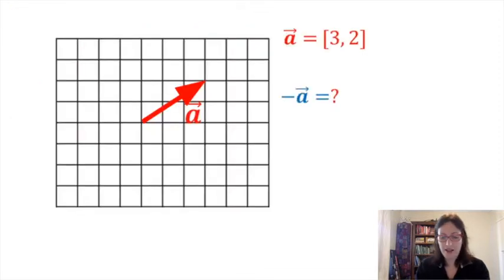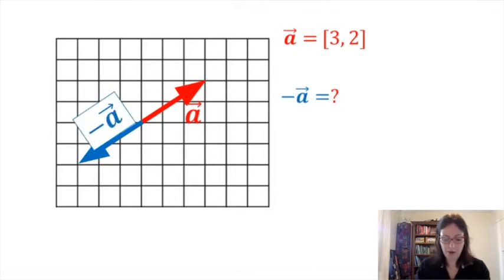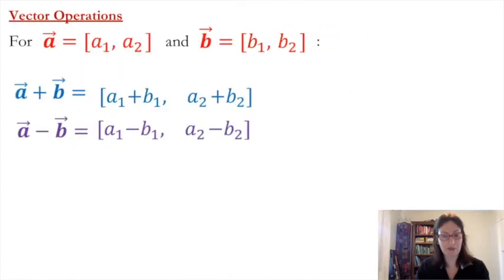What about the negative of A? So what does that look like? So instead of going across 3 and up 2, well, both components are negative. So instead of right 3, it's left 3 and down 2 as opposed to up 2. So both components have essentially been multiplied by -1.